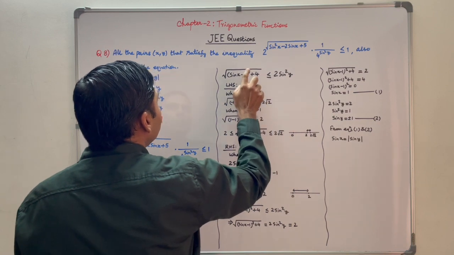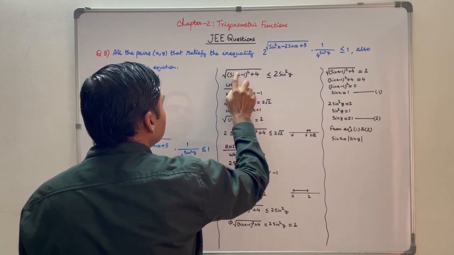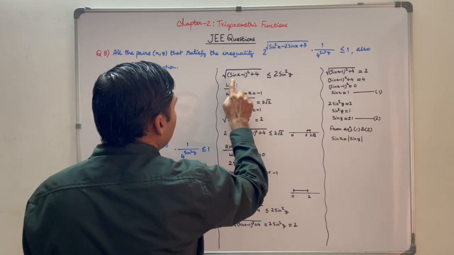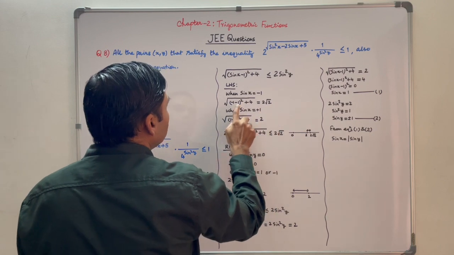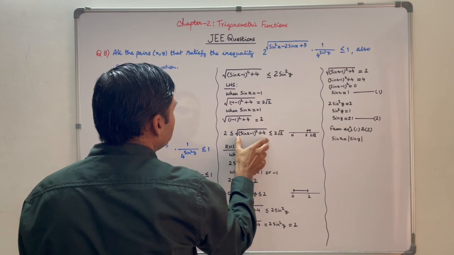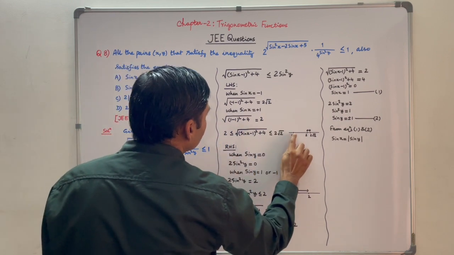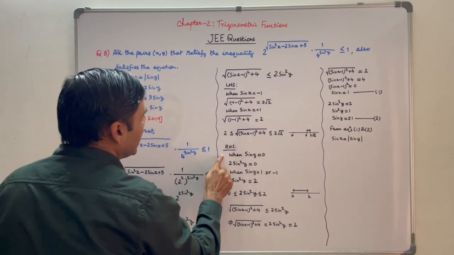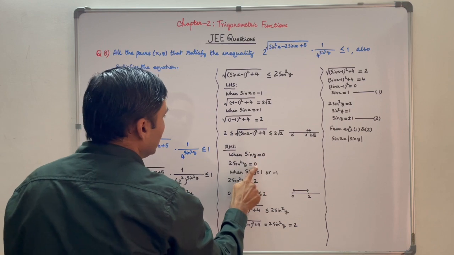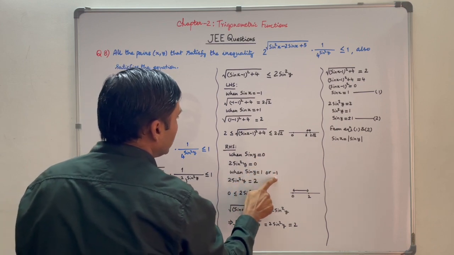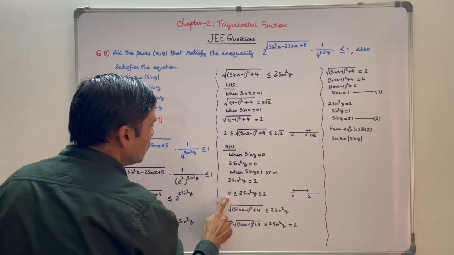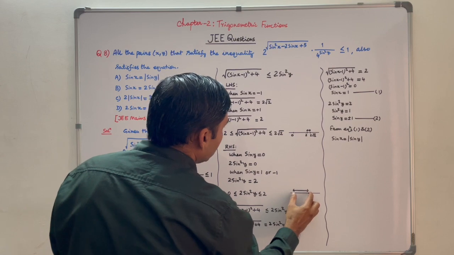Now we will figure out minimum and maximum values of LHS and RHS. First, LHS. When sin x is equal to minus 1, LHS will have value 2 root 2. When sin x is equal to plus 1, LHS will have value 2. So LHS lies between 2 and 2 root 2. This is shown on the number line. Now RHS. When sin y is equal to 0, RHS will have value 0. And when sin y is equal to plus 1 or minus 1, RHS will have value 2. So RHS lies between 0 and 2. This is shown on the number line.